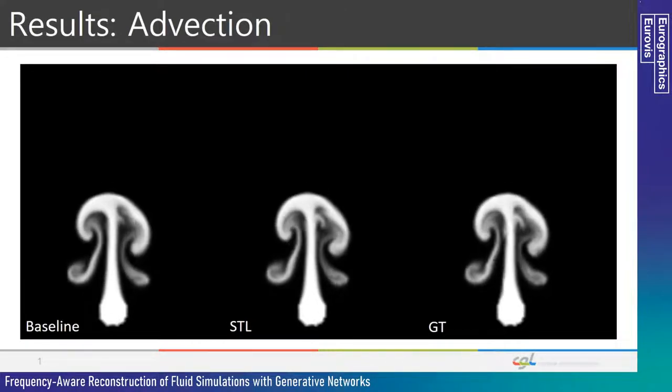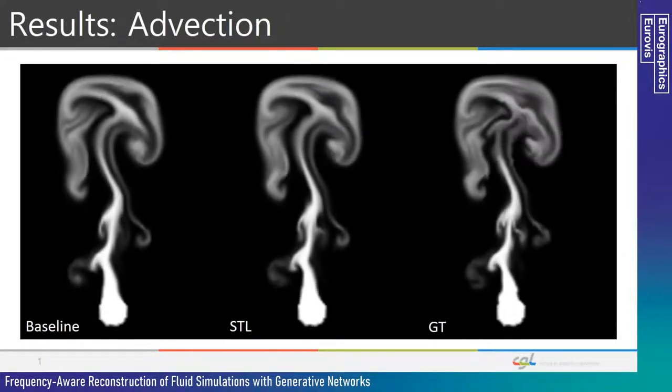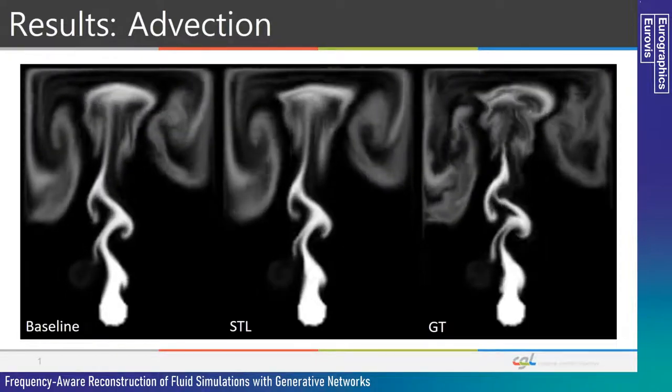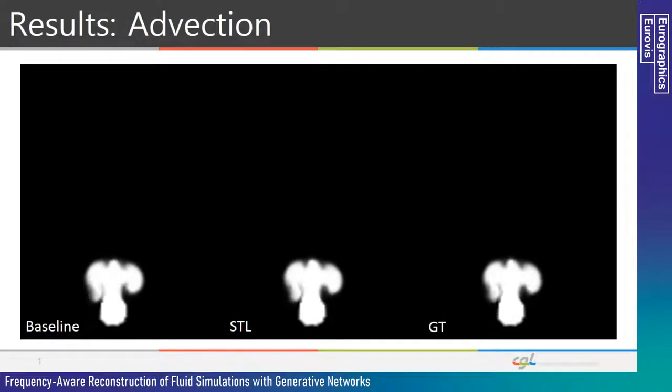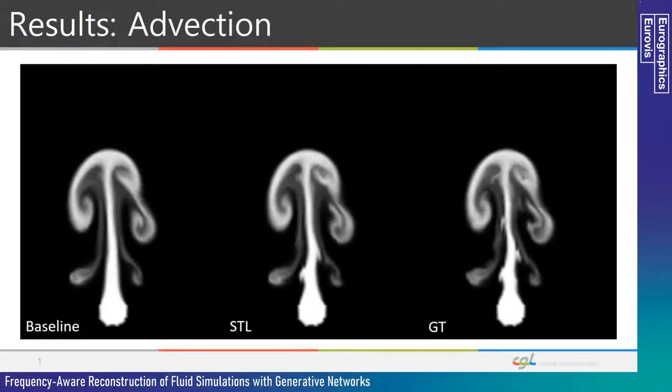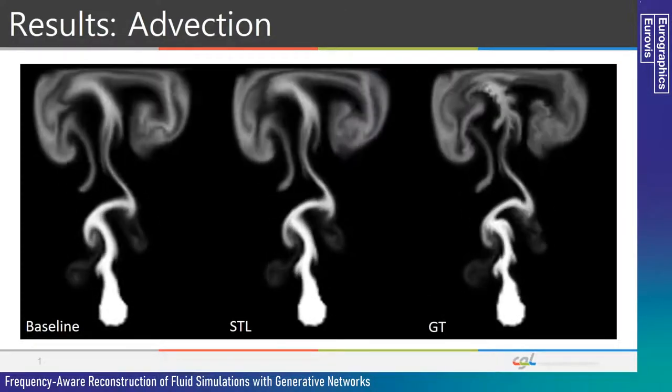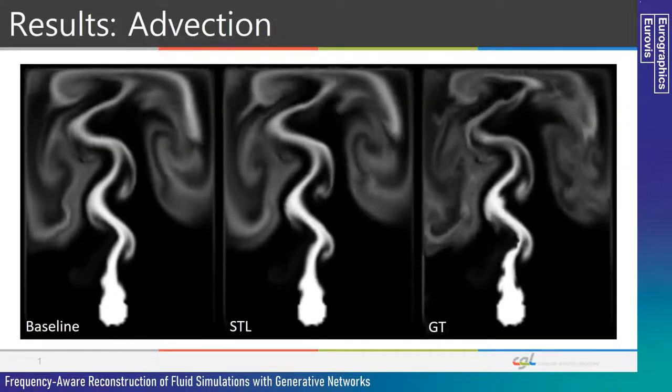Also, our advection results improve. If we look at the individual frames, here the baseline, STL, and ground truth next to each other, we see that a lot more detail is visible in the STL reconstruction.